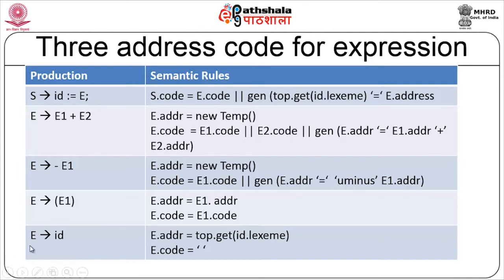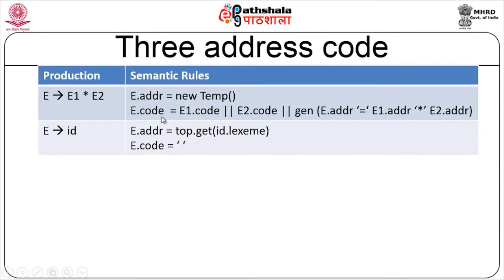And the last one here is E produces ID. So if I get an ID, that is to be taken as it is. Rather, the place of that particular variable should be considered as it is. So E dot address is equal to top dot get of ID dot lexeme. Okay. The next will continue on this.